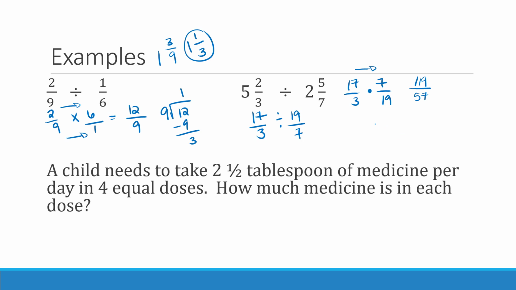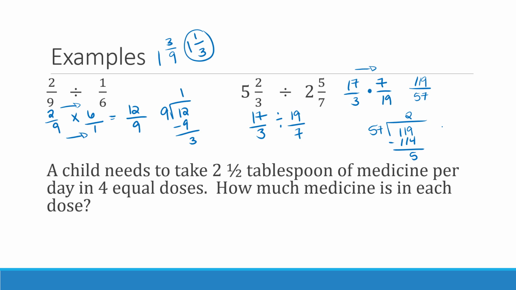Improper fraction again, so I want to fix that and rewrite it as a mixed number. So how many times does 57 go into 119? It'll go in there a whole number of 2 times. 2 times 57 is going to give me 114. Subtract to get my remainder, so subtracting these two would give me a remainder of 5.